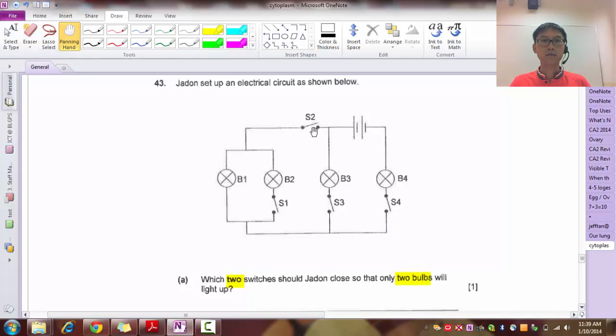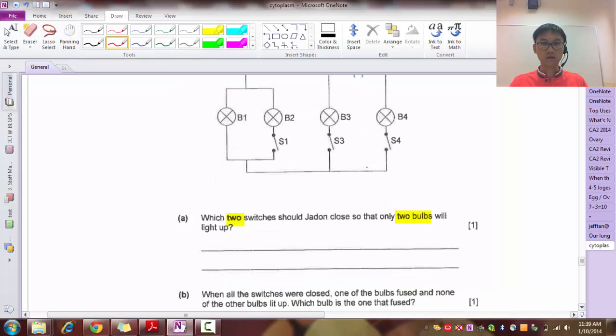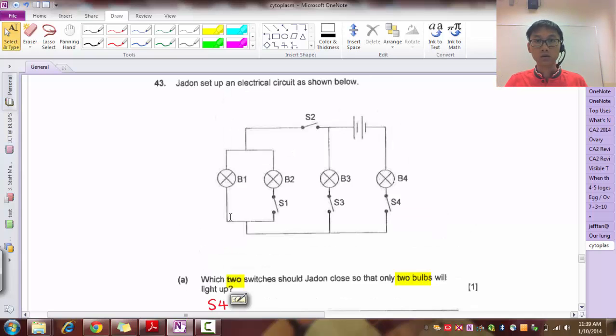So let's see. Which is the one that I must close? Yeah, S4. Because if S4 is open, there is no way that it will be a closed circuit. No paths. Okay? So definitely S4 must be the first one that I must close. So S4, switch 4, is definitely one that I must close. So then let's see which is the other one that I must close.